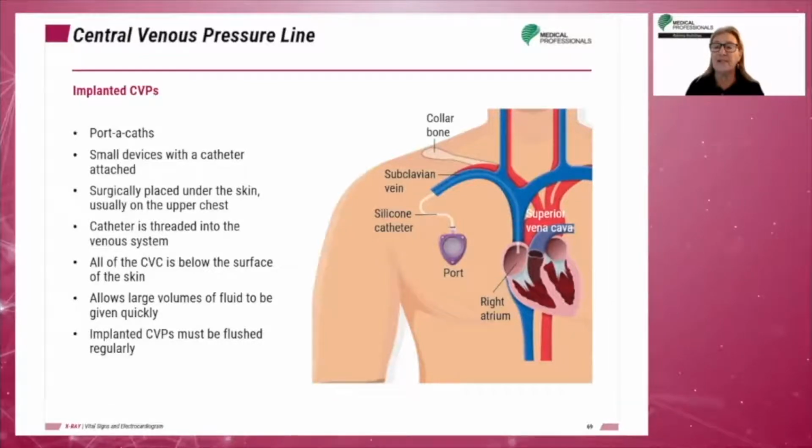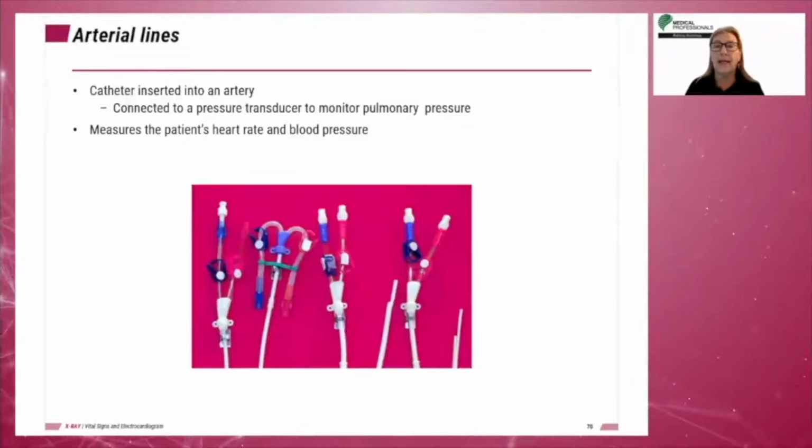Implanted CVCs must be flushed regularly. An arterial line, or A line, is a thin catheter inserted in an artery. The lines can be used to measure intra-arterial blood pressure and allow accurate assessment for critically ill patients.